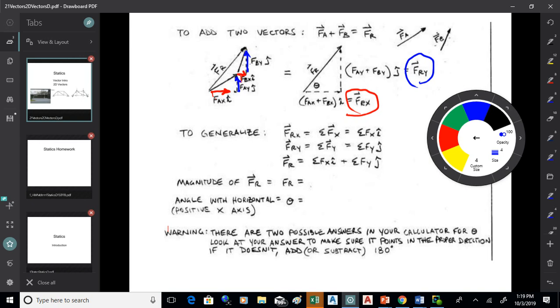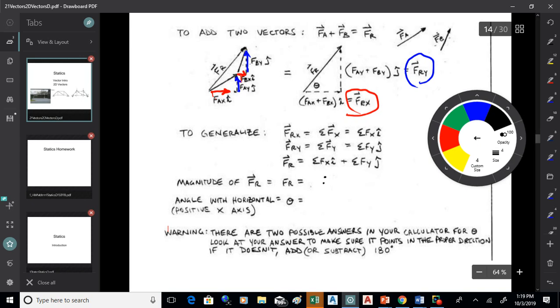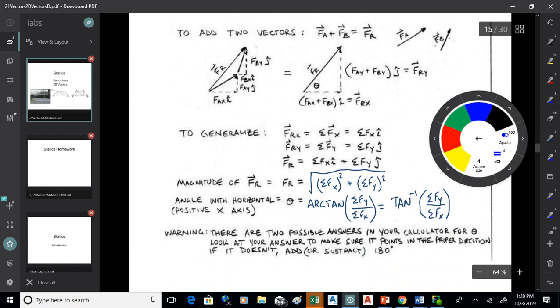So if I end up with that, what's the general formula for the magnitude of F_R? What do I do to get F_R? Yeah, I've got to go Theorem of Pythagoras, right? Because I've got them in x and y direction now. I've got my total x and my total y. If I want to know how long that resultant is, I use the Theorem of Pythagoras. I'll go sum of F_x squared plus sum of F_y squared and take the square root. That's how I find the magnitude of the vector.